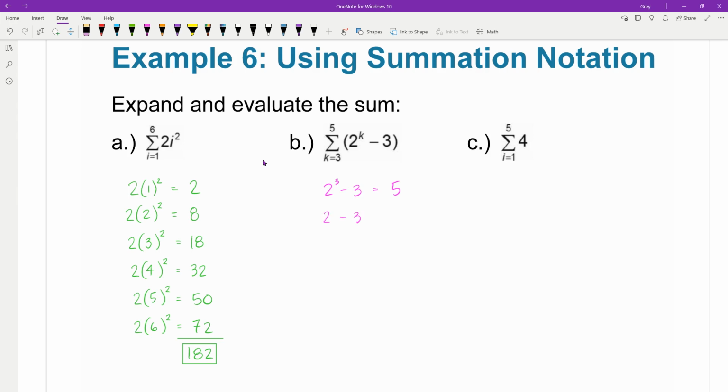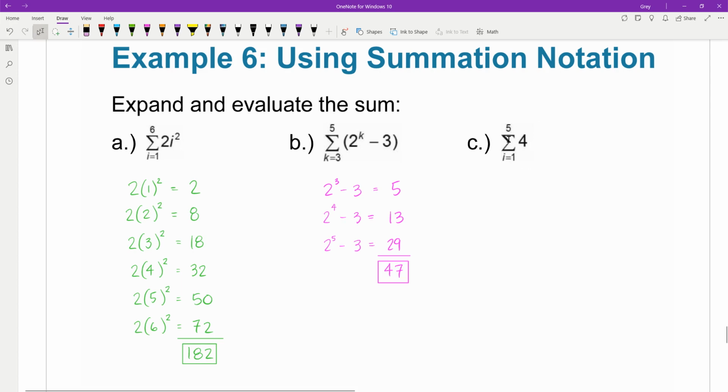And the next one, k is equal to 4. 2 to the fourth minus 3 is equal to 13. And the last term is 2 to the fifth minus 3, and that is 29. And when you add all those up, you get 47. All right, look at this last one. Don't want to trip you up here.